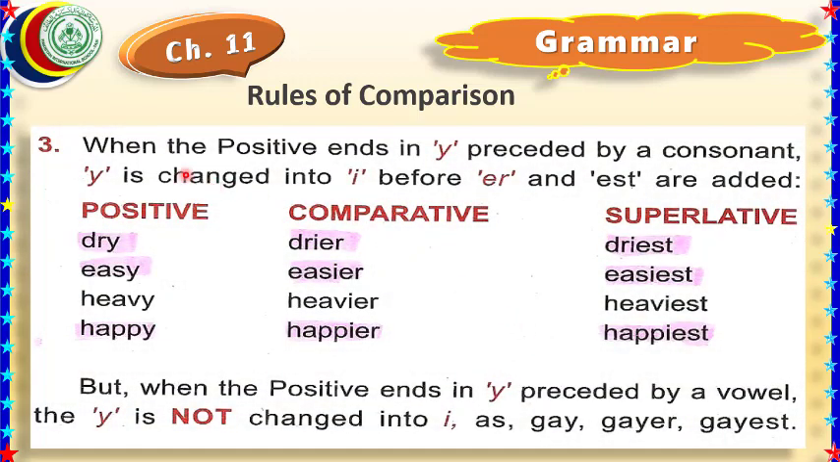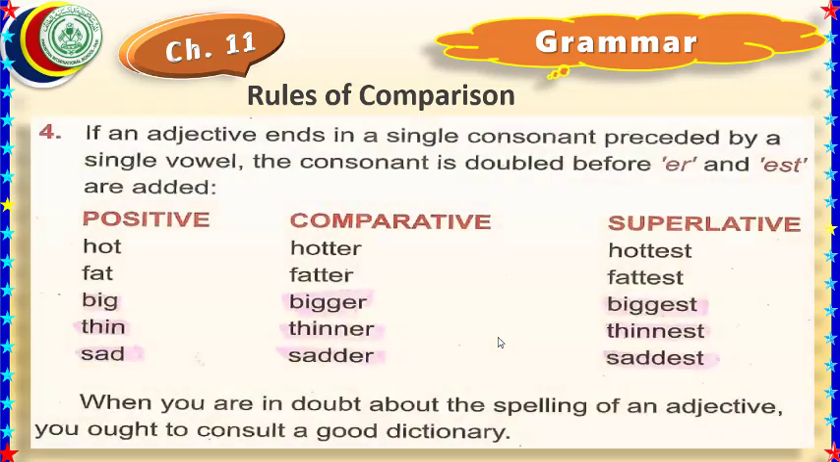This is rule number 3. When the positive ends in Y, preceded by a consonant, like dry, the Y is changed into I before ER and EST are added. For example, dry, drier, driest, easy, easier, easiest. But when the positive ends in Y, preceded by a vowel, the Y is not changed into I, as gay, gayer, gayest. This is rule number 4.